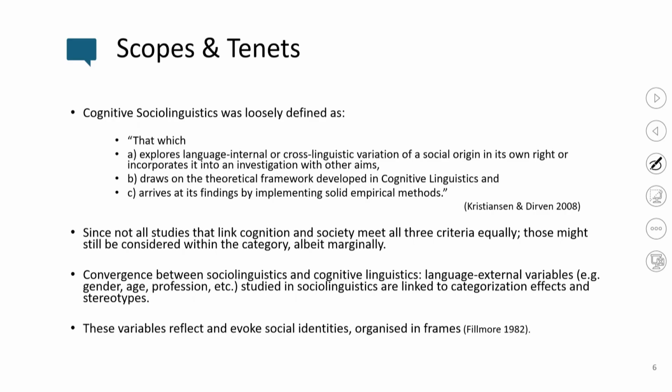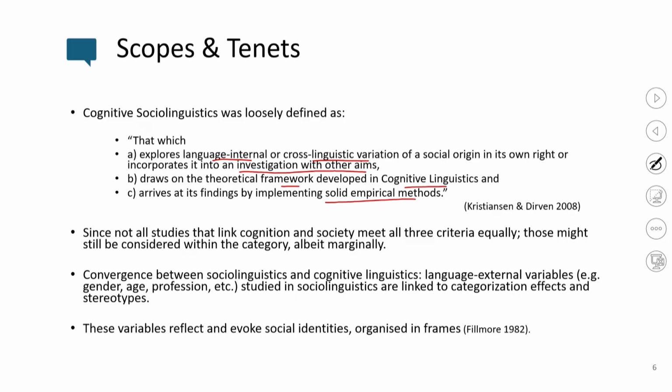So, now that we have understood what cognitive sociolinguistics does and where it comes from, let us look at the scopes and tenets as the scholars have put them. Loosely, this is defined as that which explores language-internal or cross-linguistic variation of a social origin in its own right, or incorporates it into an investigation with other aims, draws on the theoretical framework developed in cognitive linguistics, and arrives at the findings by implementing solid empirical methods. These are important take-home lessons. So, this is an empirical domain. This is a data-driven domain, that is what this means.